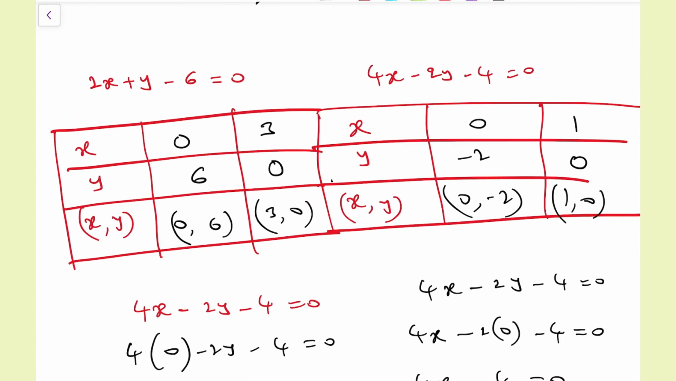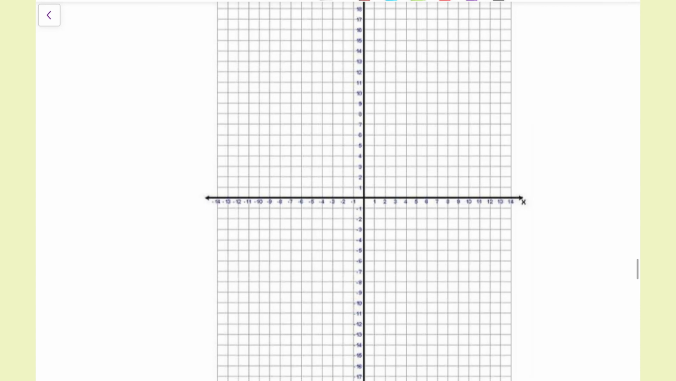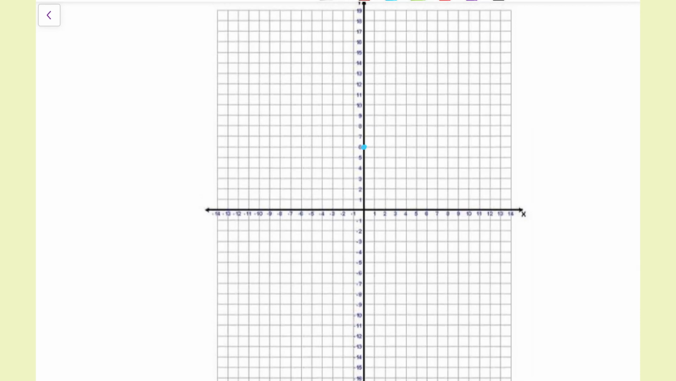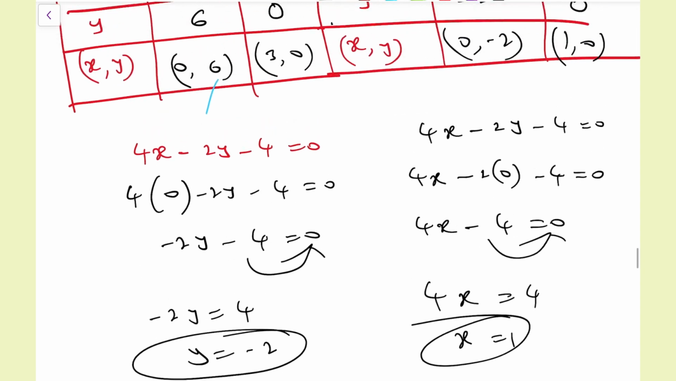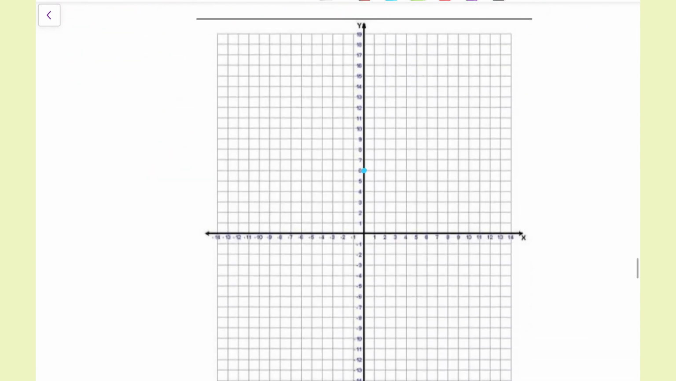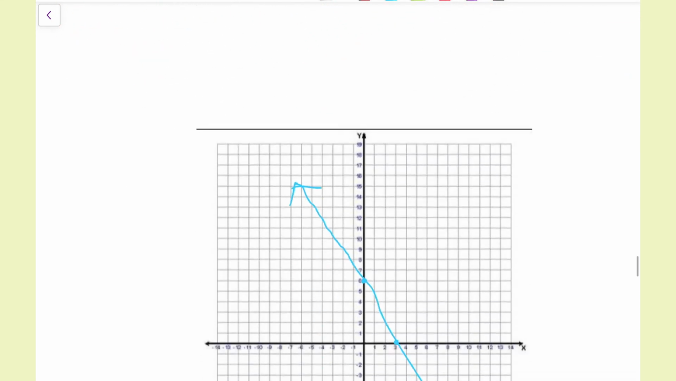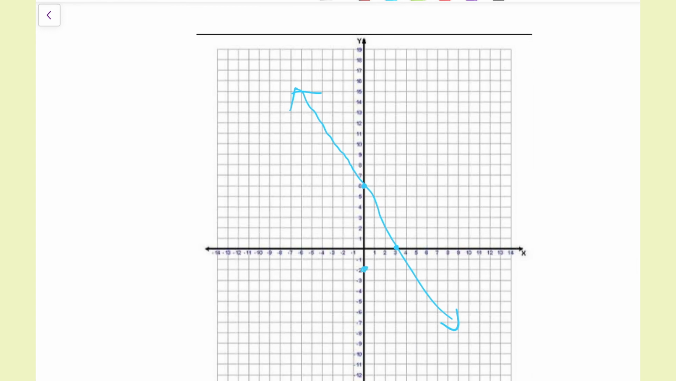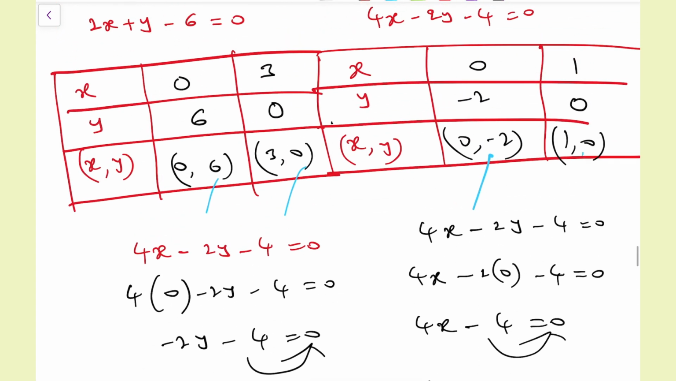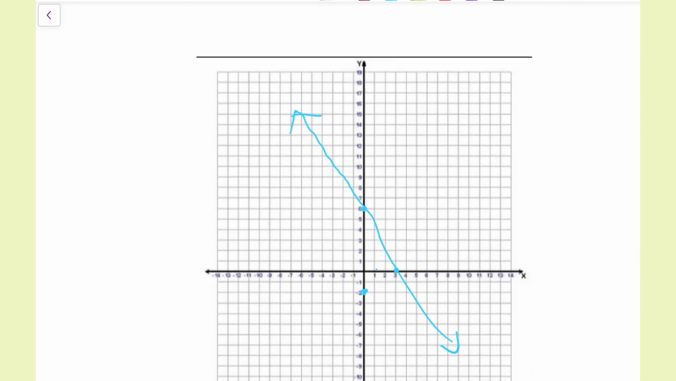Now let us represent all these points on the graph paper. First one is 0 comma 6. Next point is 3 comma 0. Join these two with the help of a scale. Keep arrows. Next, second equation points: 0 comma minus 2 and 1 comma 0. Join these two again with the help of a scale. Keep arrows, and write it.